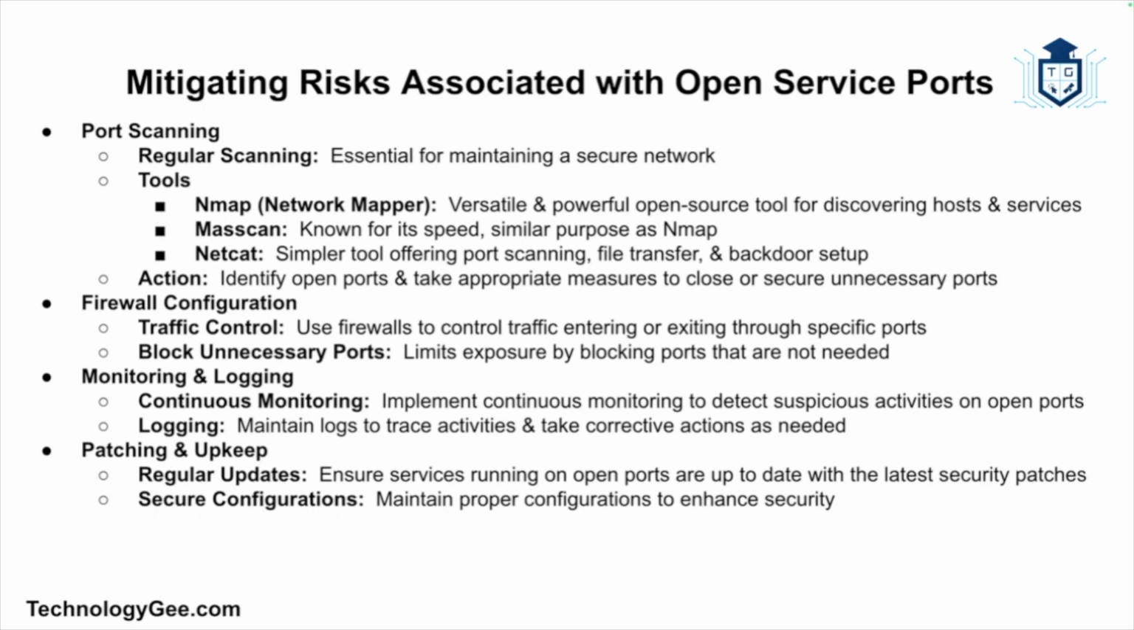Then we have firewall configuration. By using a firewall to control the traffic allowed to enter or exit through specific ports, you can block unnecessary ports, thus limiting your exposure. Then we have monitoring and logging. It is a good idea to implement continuous monitoring and logging to detect suspicious activities on open ports and take corrective actions if needed. Then we have patching and upkeep. One way to secure a network is to ensure that the services running on open ports are up to date with the latest security patches and configurations.